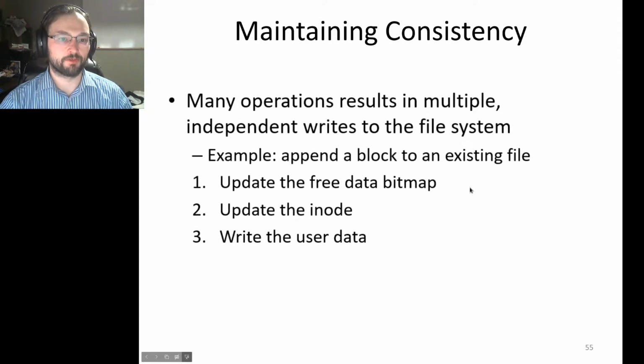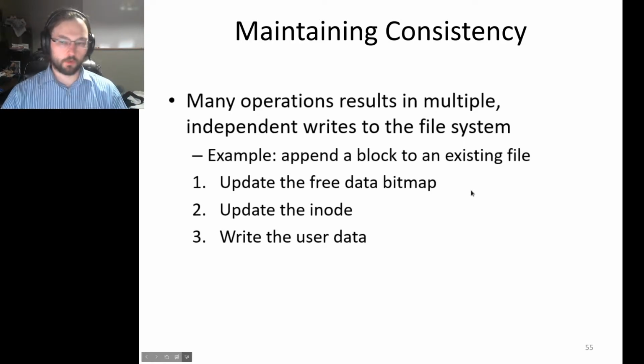Now, there's a bunch of operations that we're going to do on a file system where we need to do multiple independent writes. For example, and this is the example that we're going to be going with for a while here, consider what happens when we append a block to an existing file. First thing that we need to do is update the free data bitmap. We're adding a new block to the file, so a new block is now used instead of being free. We need to update the inode for that file to add the block to the list. And then we need to actually write the additional data to the new block.